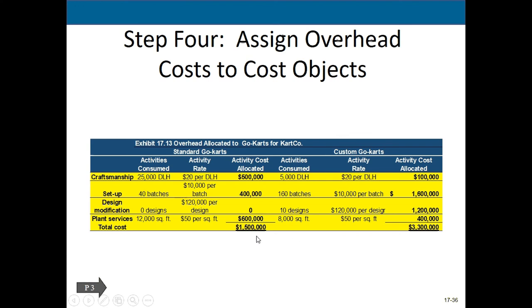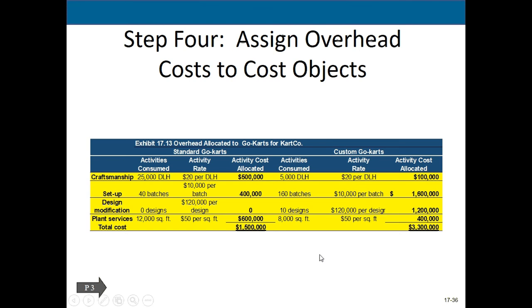How am I going to get that in there? Well, don't I have a budget for how many standard go-karts I'm going to produce and how many custom go-karts I'm going to produce? If I go all the way back, if you'll recall, I plan to produce 5,000 standard go-karts and 1,000 custom go-karts. So if I wanted to get to a per unit cost for applied overhead, couldn't I just take 1,500,000 divided by 5,000 units and 3,300,000 divided by 1,000 units?